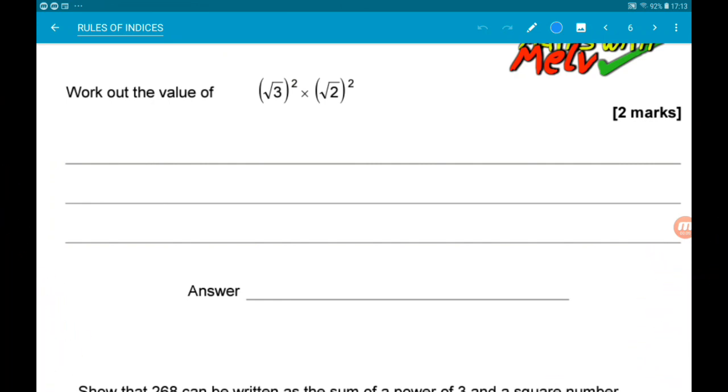Okay, next up we want to get root 3 squared times root 2 squared. So squares and square roots are equal and opposite to each other, just like adding and subtracting. So a square and a square root cancel each other out. So this bizarrely is just 3 times 2, which on a good day is 6.